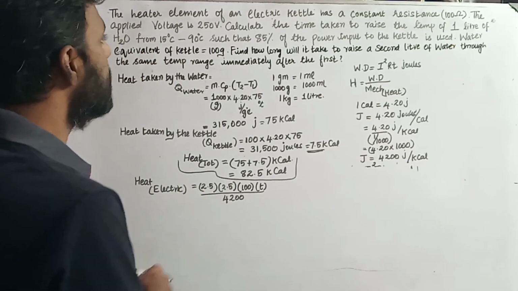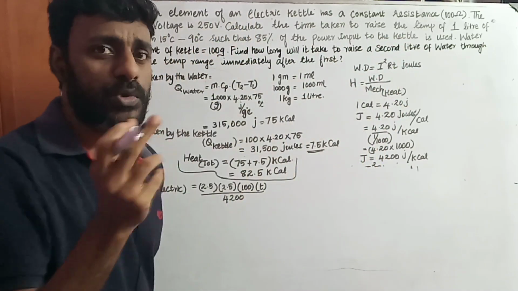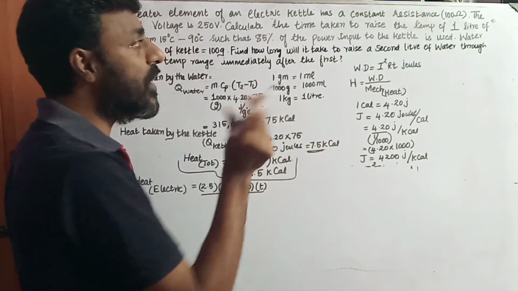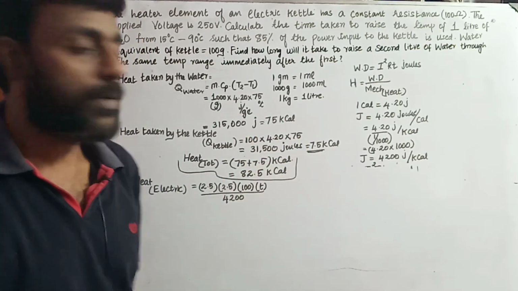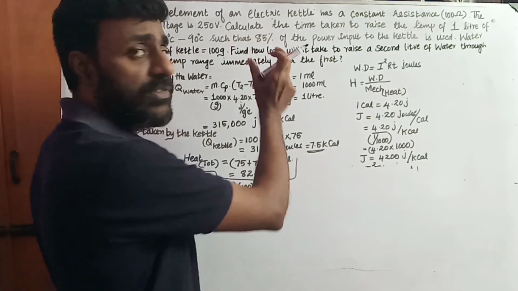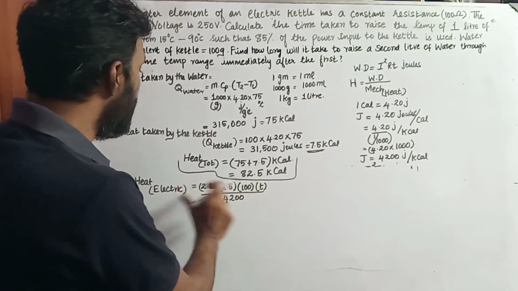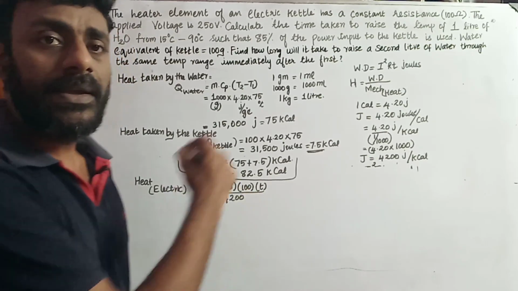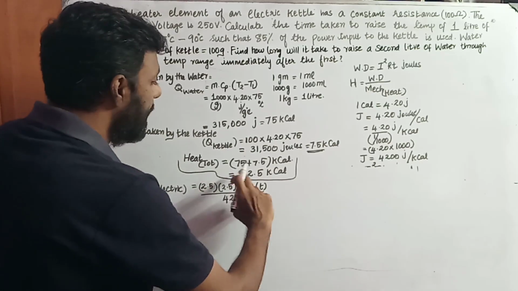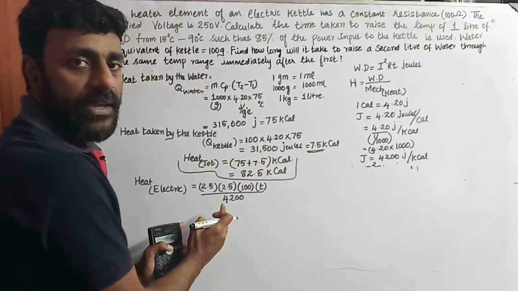Now what they are asking is that 85% of the power input has been effectively utilized. What is power? It usually denotes electricity. So 85% denotes the efficiency of the kettle. The efficiency of the kettle is up to 85%. So we need to multiply the total heat by the efficiency, that is, 85 percent of this heat energy produced.